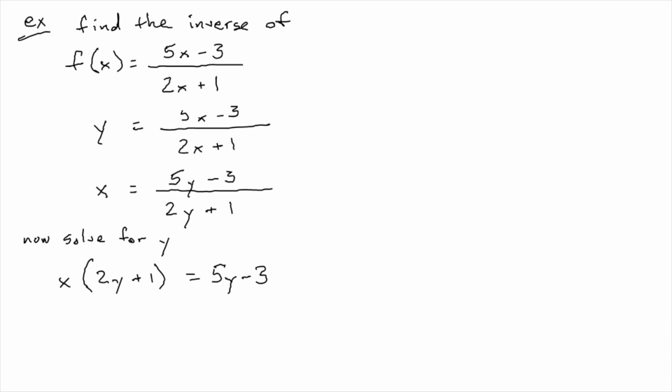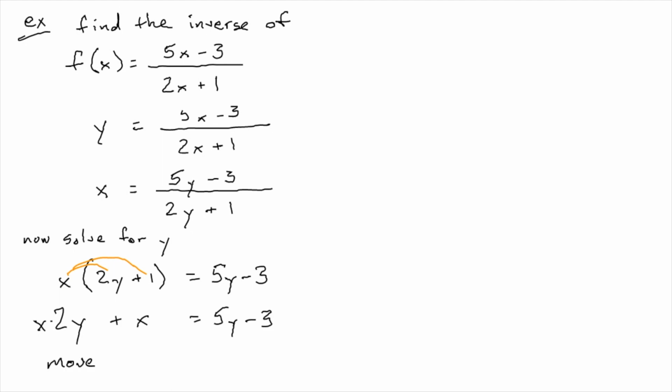Now what? I'm going to put in 6th grade lines for you. I'll make them orange. Hey, there's one. Hey, there's one. I've got 2xy. I'm just going to write x2y. That's what I'm going to do. X times 2y plus x equals 5y minus 3.